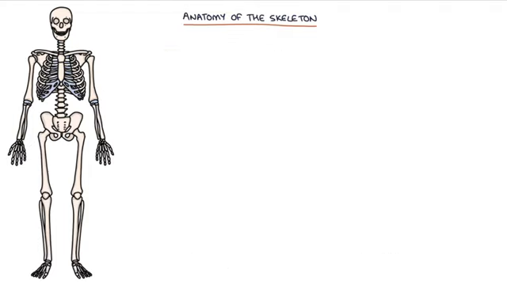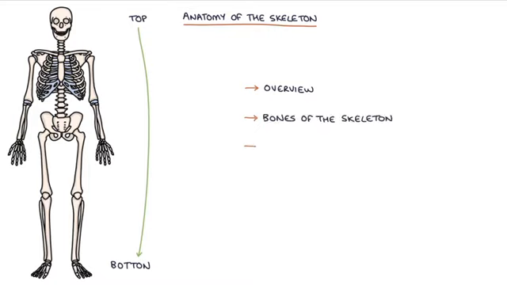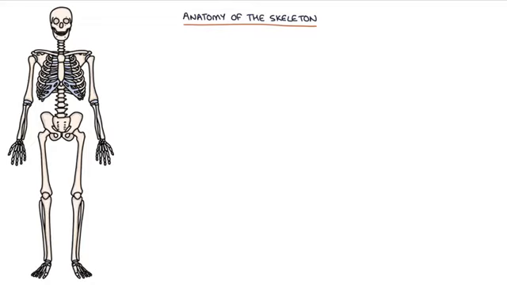So let's jump straight in. We're going to go from top to bottom, taking an overview and learning the basic bones of the skeleton, which will help create a solid foundation before we look at each bone and joint in more detail in later videos. Let's start by looking at the skull.